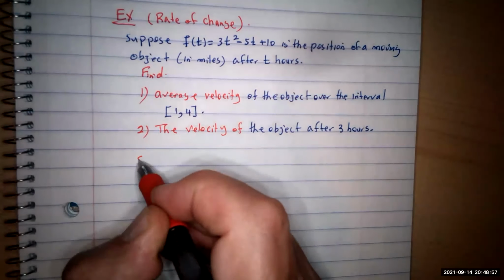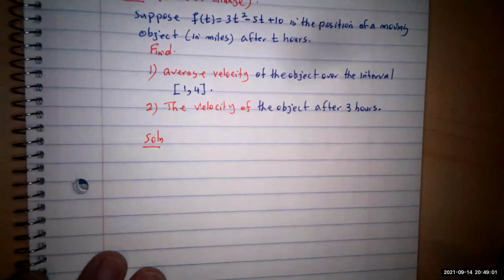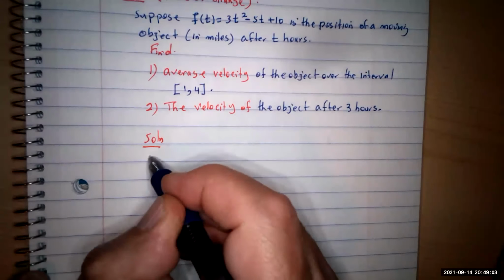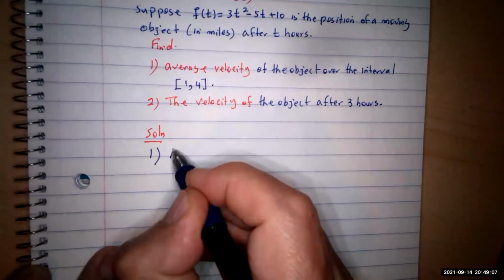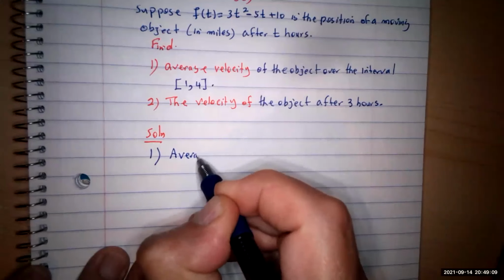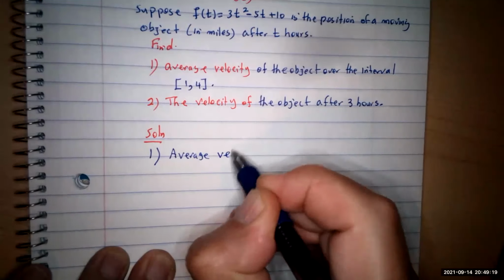So the solution is going to be, for the average velocity, remember, we talked about it. The average velocity, this is it. It's just like the slope, y2 minus y1 over x2 minus x1, the slope of a line. So you want to find the average velocity.